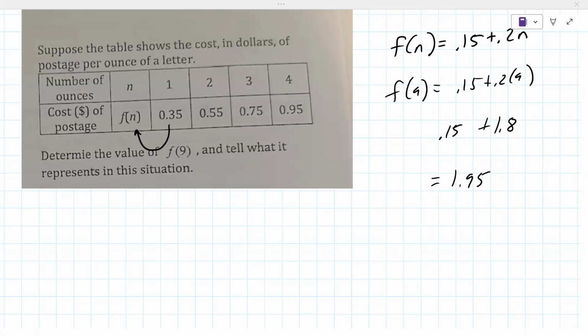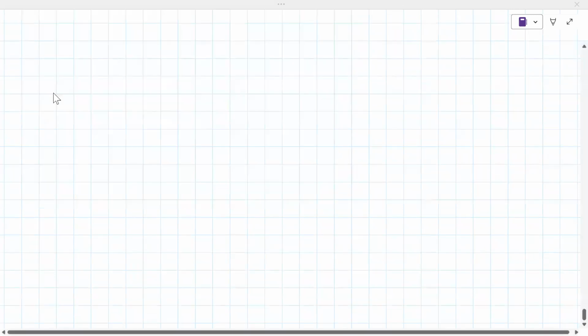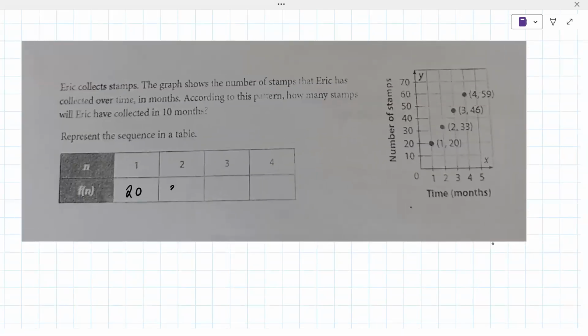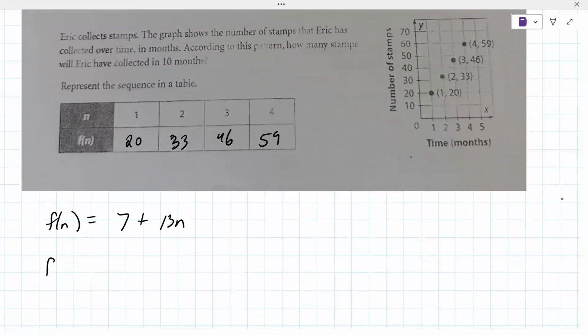You're just filling in the table though. It's not as difficult as it looks. It's 20, it's 33, it's 46, it's 59. You write a rule here, 7 plus 13n for f of n. And then you've got to evaluate it at 10, f of 10. Plus 130, so f of 10 equals 137.